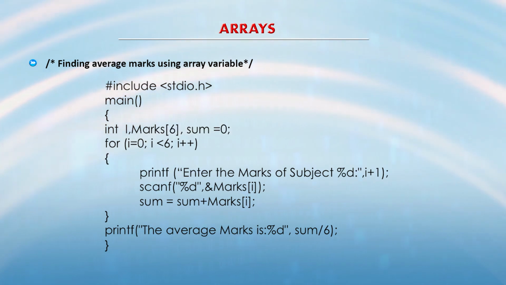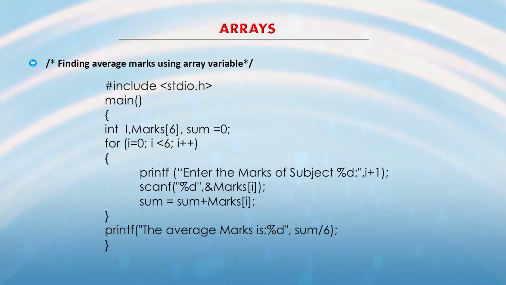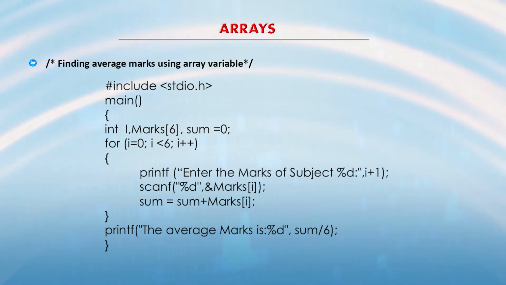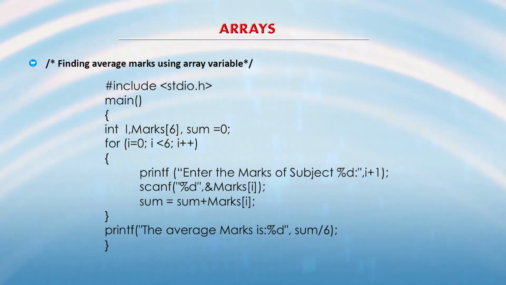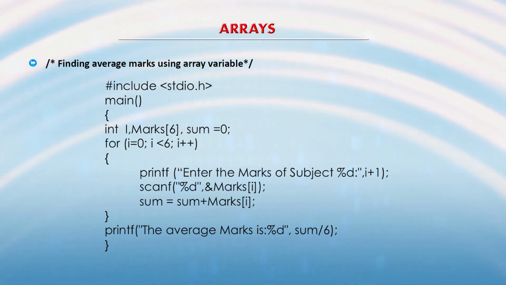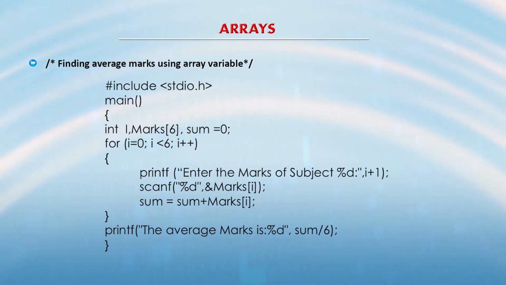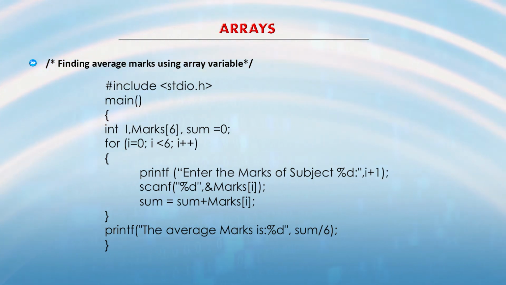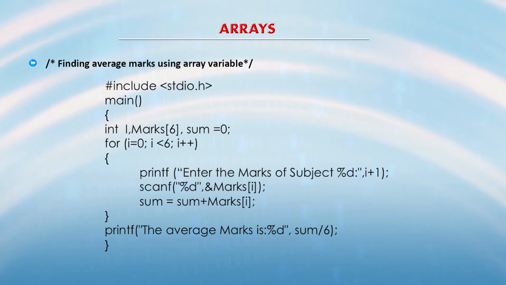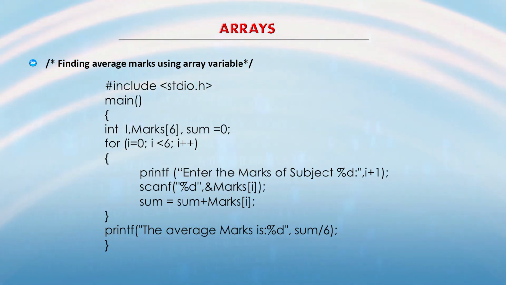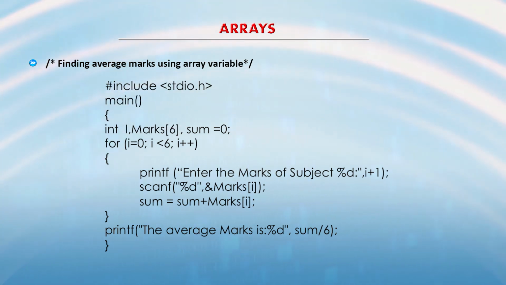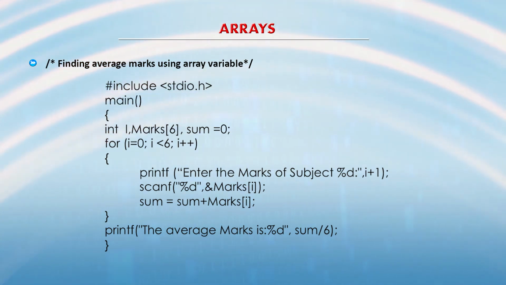After the execution of this set of lines of code, all 6 marks have been entered by the user, read, and totaled up, and the result is stored in the variable sum. Now to calculate the average, we divide the value of sum by 6, because 6 subjects' marks are entered. So the average marks are given by sum divided by 6. This is how the array program executes.